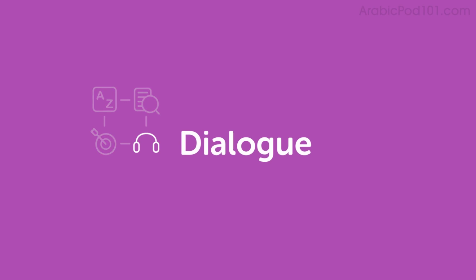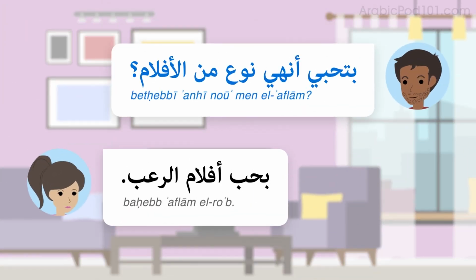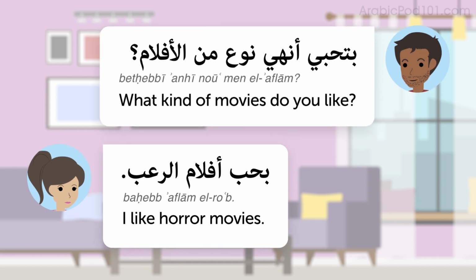Now, let's take a look at some conversational phrases. Listen to the dialogue. بتحبي أنهي نوع من الأفلام؟ بحب أفلام الرعب. Once more with the English translation. بتحبي أنهي نوع من الأفلام؟ What kind of movies do you like? بحب أفلام الرعب. I like horror movies.